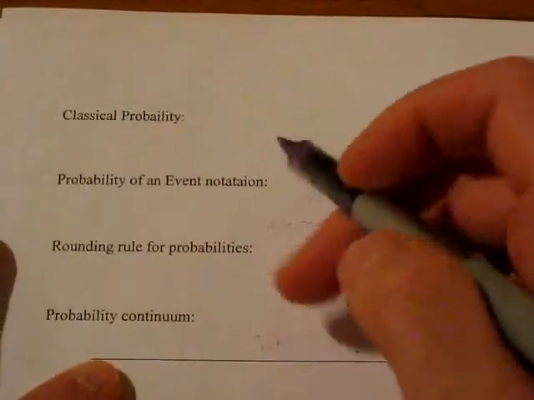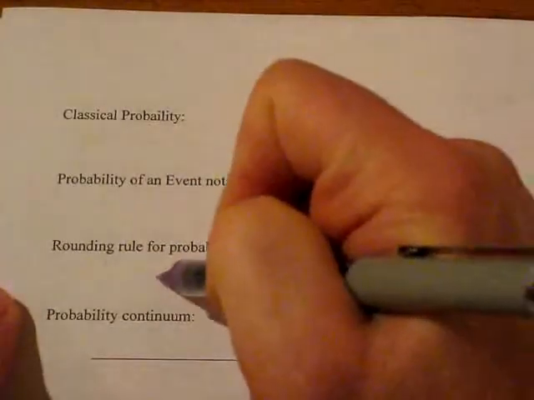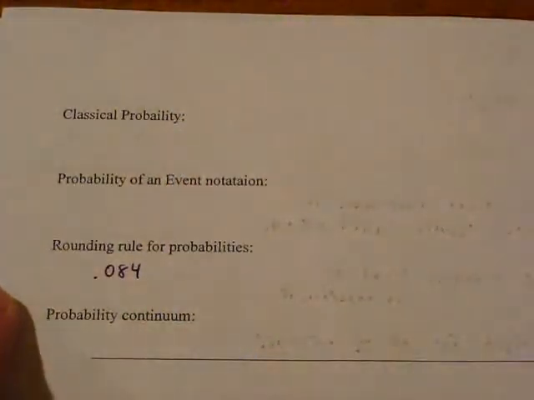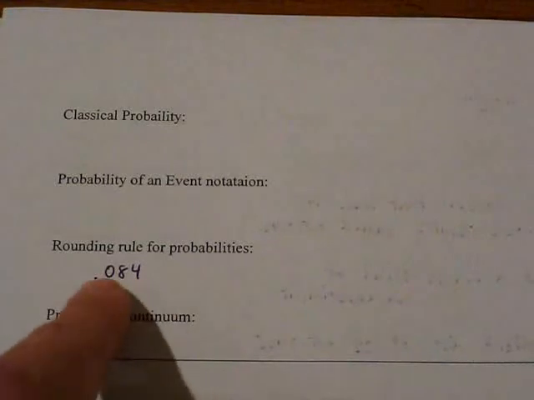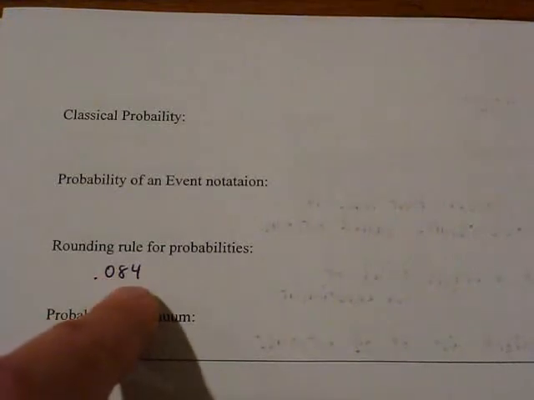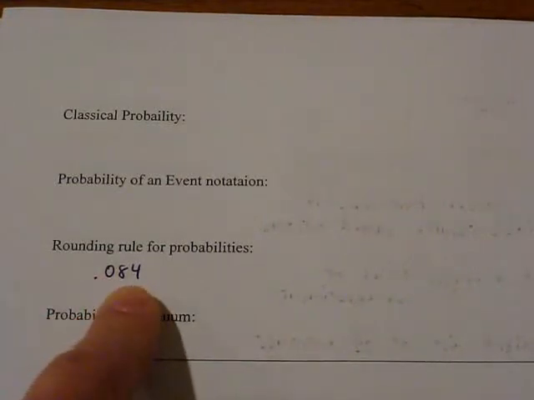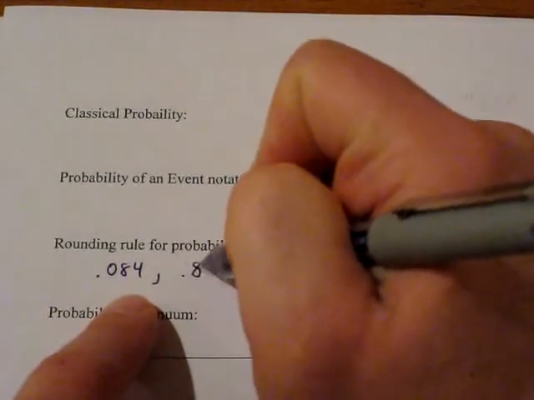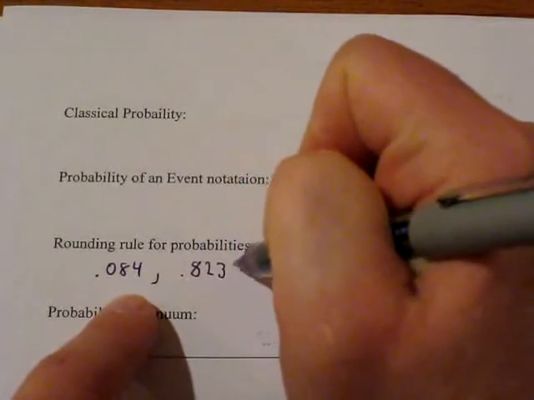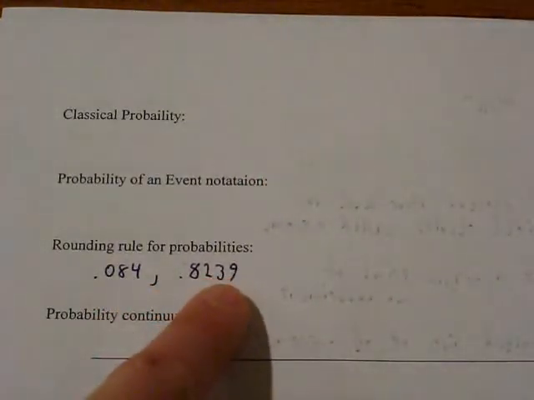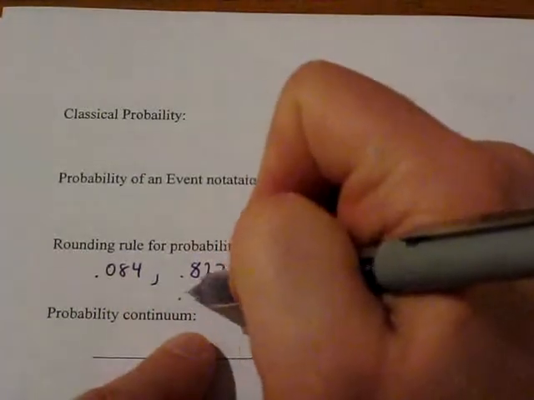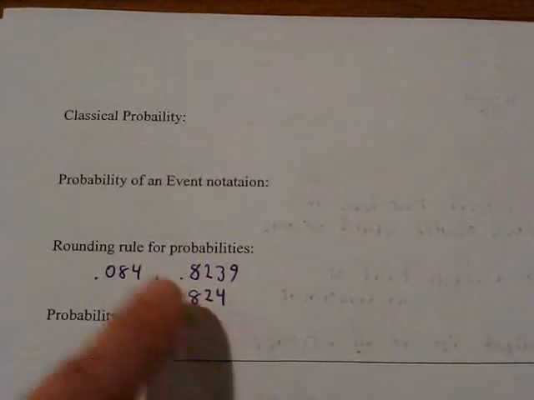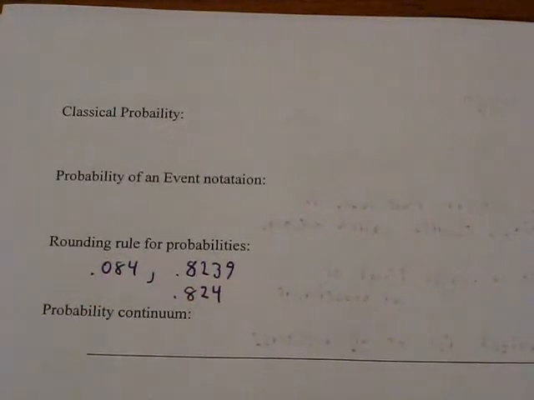Rounding these probabilities to 3 decimals, if I give you a probability that's 0.084, that's acceptable, because that's rounded to 3 decimals, and if you wanted to turn that into a percent, that'd be 8.4%, or rounded correctly, 8%. Now, if I gave you 4 decimals, like 0.8239, you would have to round this to the 3rd decimal, or the 1,000th, and so this would be 824 thousandths, or 82.4%, or rounding it to 82%.